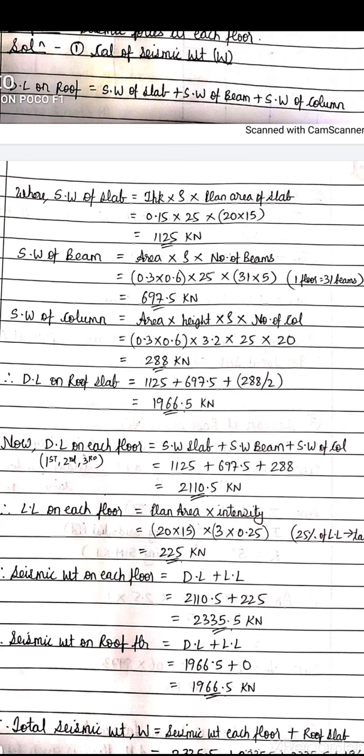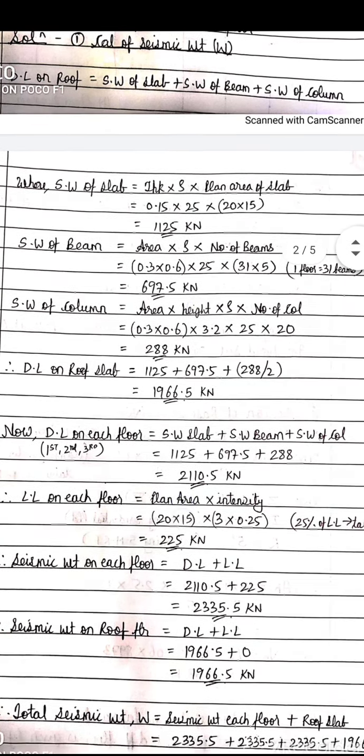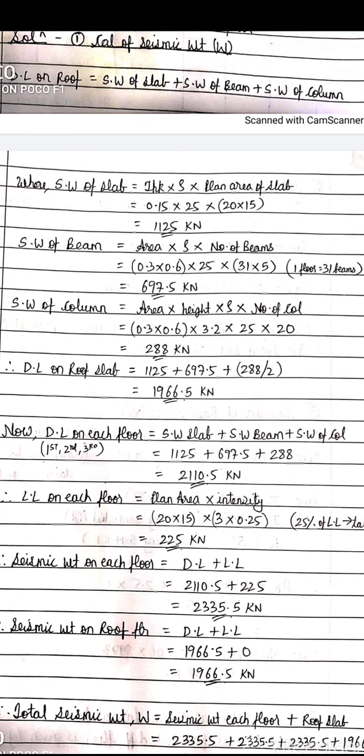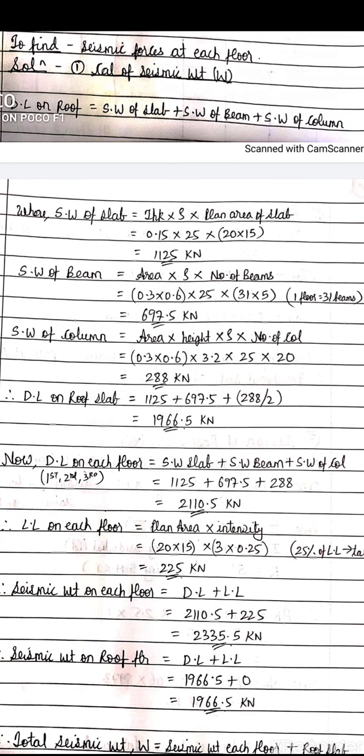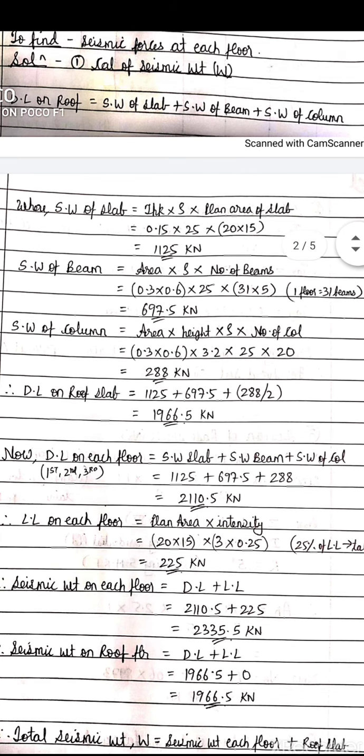So why have I taken it by 2? On the roof slab, you know that the total height of the column is not the same as it is on the first or the second floor. On the roof slab, the columns extend only up to the height of the parapet wall, which is normally taken as 1.2 to 1.6 meters. That is the reason we have considered half of the floor to floor height as the height of the columns on the roof floor. That is the reason I have divided this value by 2.